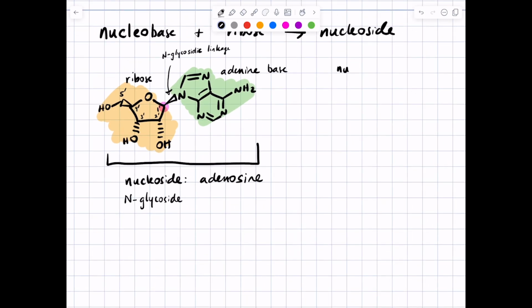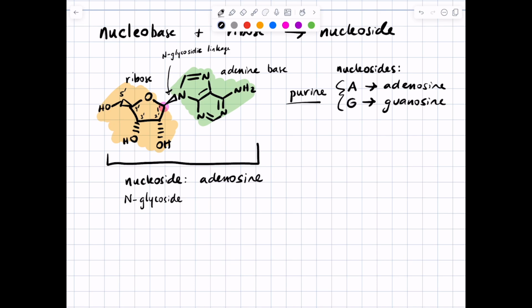Okay, so let's talk about what the names are of the nucleosides when the base is A. We've already said it's adenosine. If it's G, it's guanosine. That sort of makes sense because you're sort of combining the name adenine with the name ribose. And it only makes sense for the purine nucleosides. For the pyrimidine nucleosides, it's a little bit weirder and you just have to get used to it.